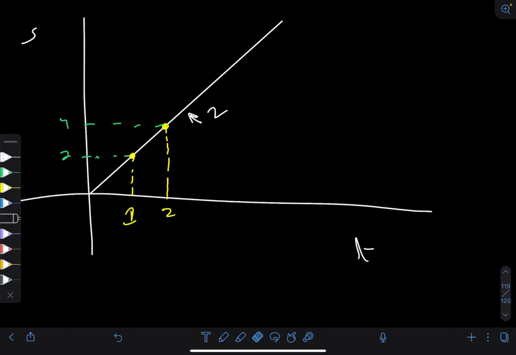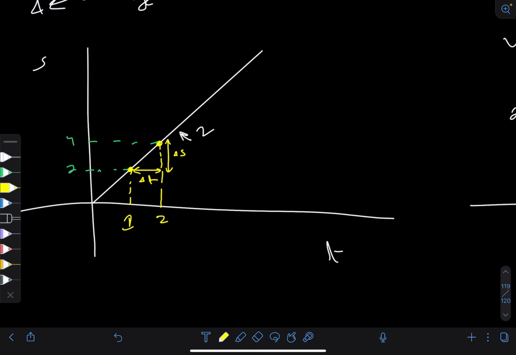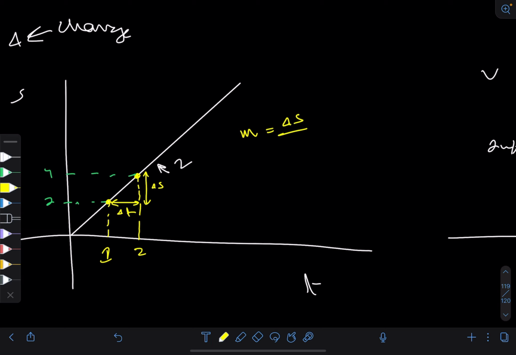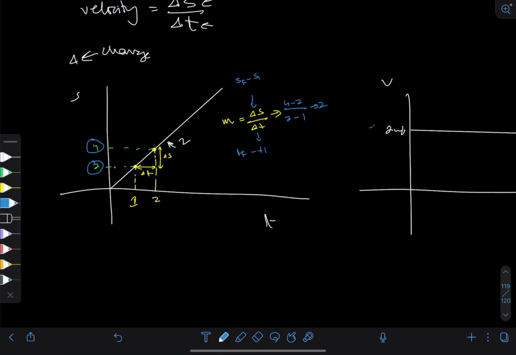Since this is a straight line, what I could do is say that, for this much change in time, the corresponding change in displacement was this much. Right, so gradient would be the change in displacement over the change in time, which in this case would be 4 minus 2, right? So 4 is the upper value, 2 is the lower value, 4 minus 2 over 2 minus 1, right? So delta S can be represented as S final minus S initial. Delta T can be said as T final minus T initial, right? So 4 minus 2 over 2 minus 1, this is 2, and this agrees with our fact that velocity is constant, right?